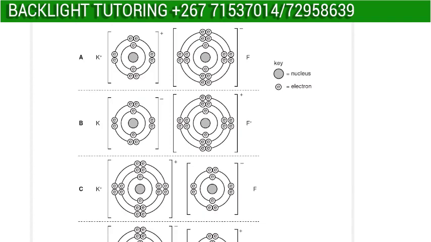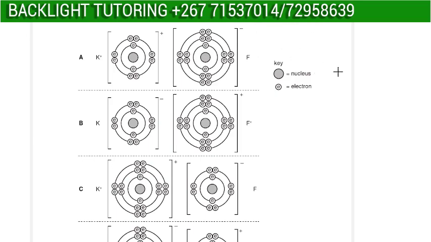With question 5, it says which diagram correctly shows the ions present in the compound potassium fluoride? We know that potassium is a metal, and this is a non-metal. So the metal donates electrons to the non-metal.